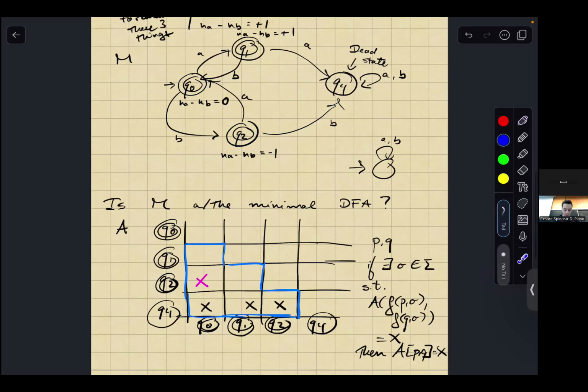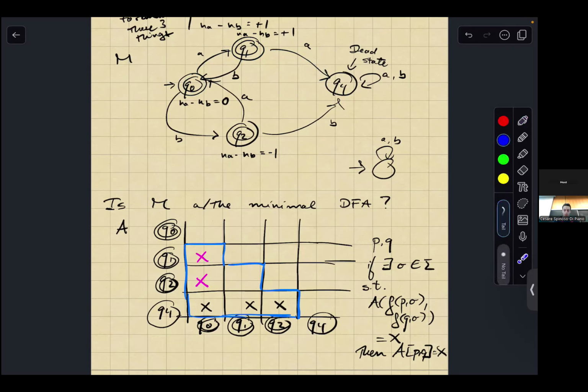Then I do the same thing here for Q0 and Q1. If I'm at Q0 and Q1 and I read an A from Q1, I go to Q4. That's a non-accept state. But from Q0, if I read an A, I go to Q1. That's an accept state. So it's marked with an X. And since the pair of states I go to is marked with an X, then the two states I started with should also be marked with an X. So that will be X here.